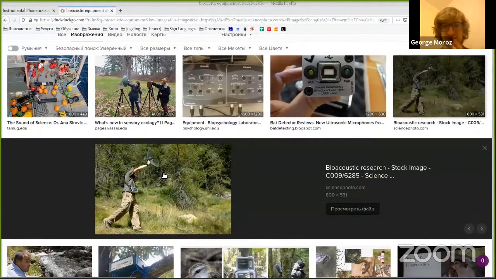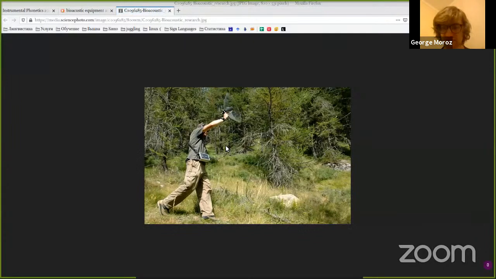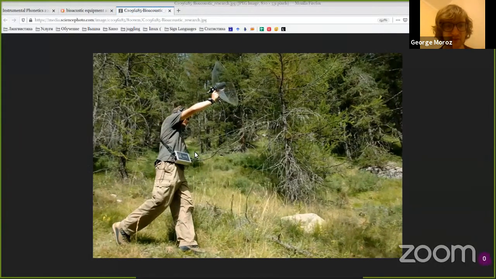So this is a guy who has some headphones on his head, and he has this kind of radar and mic. This mic will be directed, so you can go somewhere and record what's going on. This is a common situation if you know what you want.